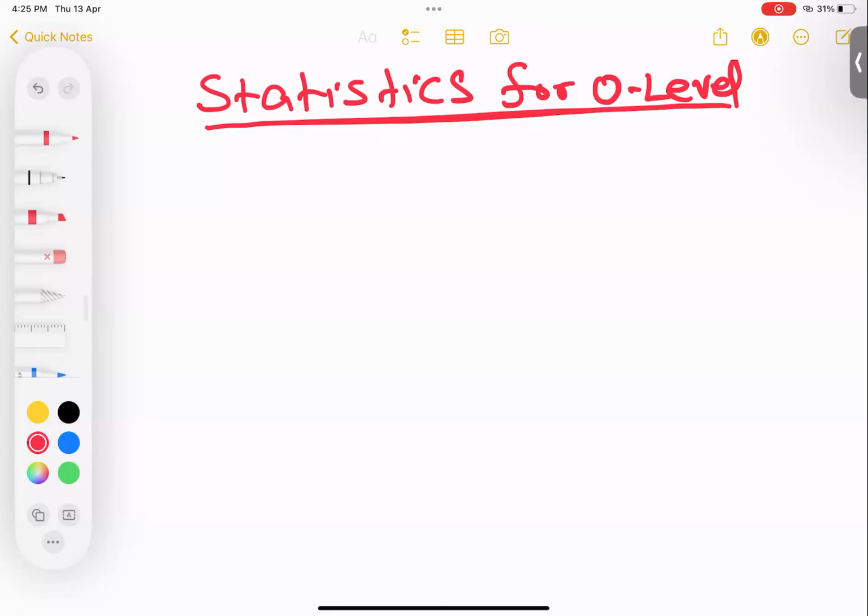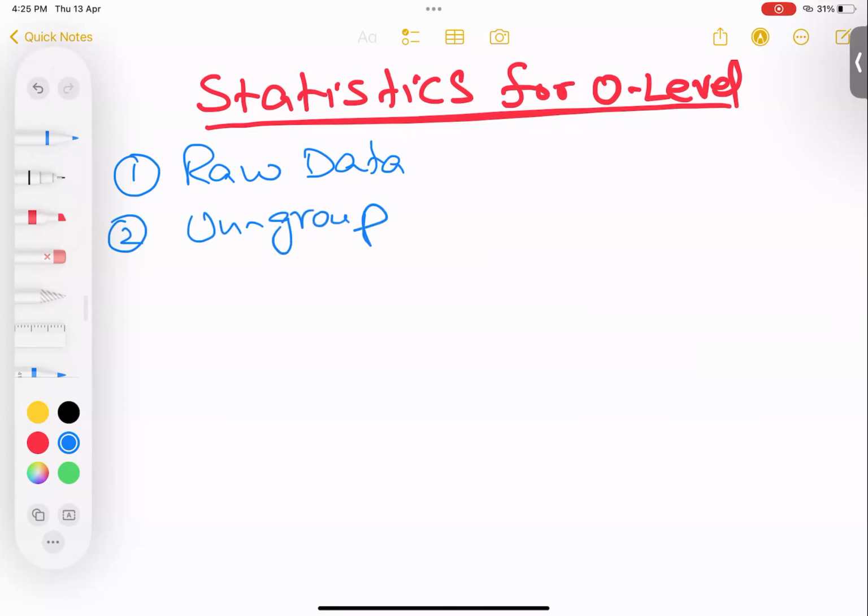Okay, there are three kinds of data we have. Number one is called raw data. Number two, we have ungrouped data. And third one, we have grouped data.